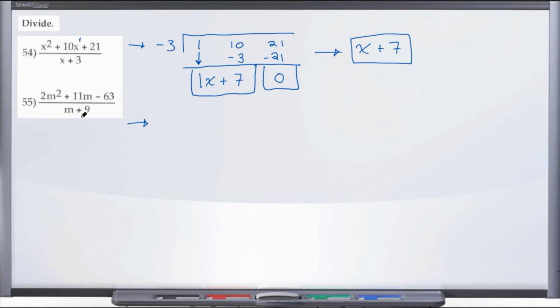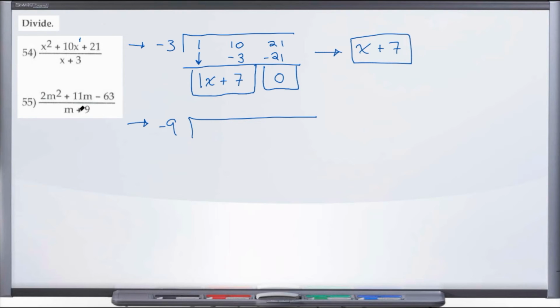And so again, whatever the sign of that second term of the denominator is, you want to take the opposite of it. So in this case, we have m plus 9. So on the outside of our house, we're going to have a negative 9. Take the opposite sign of whatever that term is on the bottom. All right, we're going to draw our house.